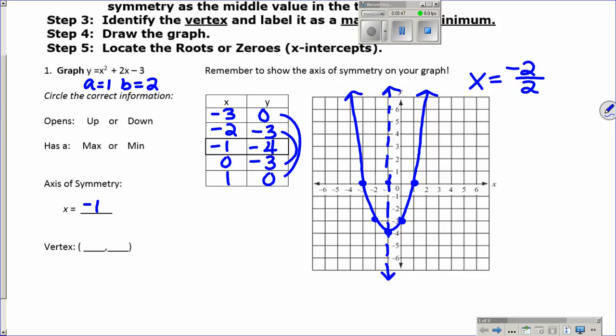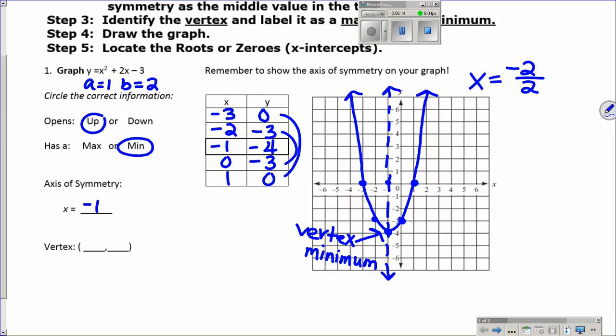Now we have some things to answer. It says, does this parabola open up or down? This parabola opens up. The vertex is always the turning point. This is your vertex for this function. So notice that the vertex is at the bottom of the graph. We call this a minimum. So this time our vertex is a minimum value of the function. So we're going to circle minimum.